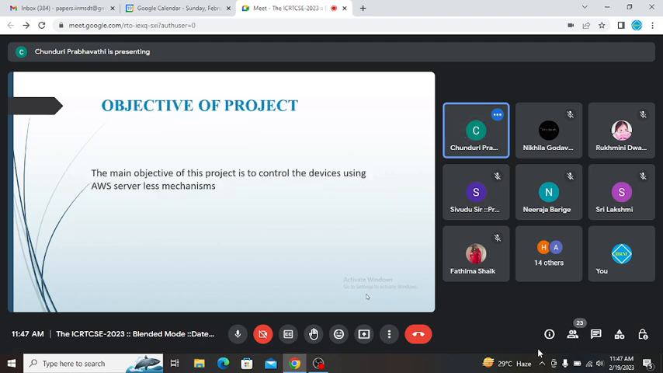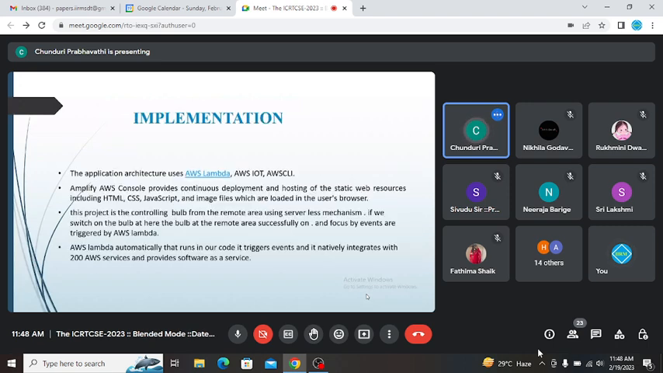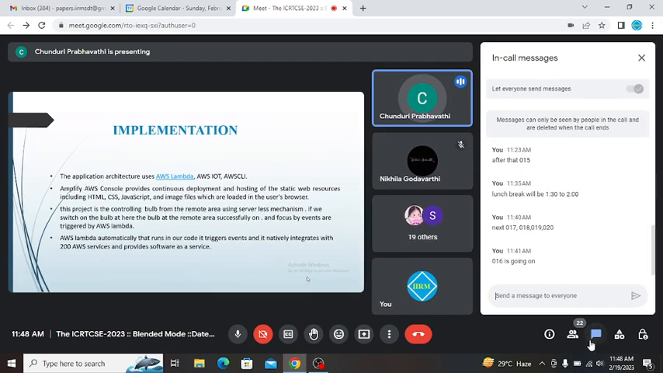Objective of this project. The main objective of this project is to control devices using AWS serverless mechanisms. Implementation. The key components of IoT are apps, cloud services, communications, devices, interfaces, and sensors. In this project, we control a bulb from a remote area using a serverless mechanism. If we switch on the bulb here, the bulb at the remote area is successfully on.